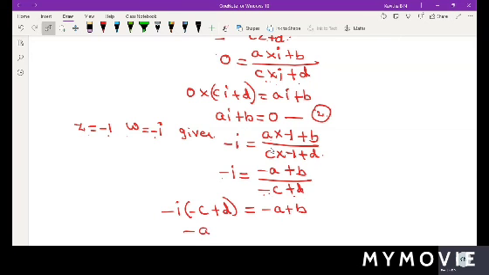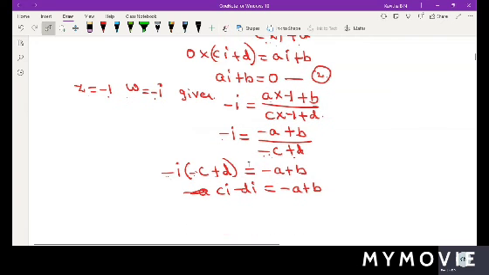Okay, then minus a, then minus into minus, what will happen? Plus ci, plus minus into plus is minus di, so minus di is equal to minus a plus b. Minus a plus b. Okay. Then minus a plus b.